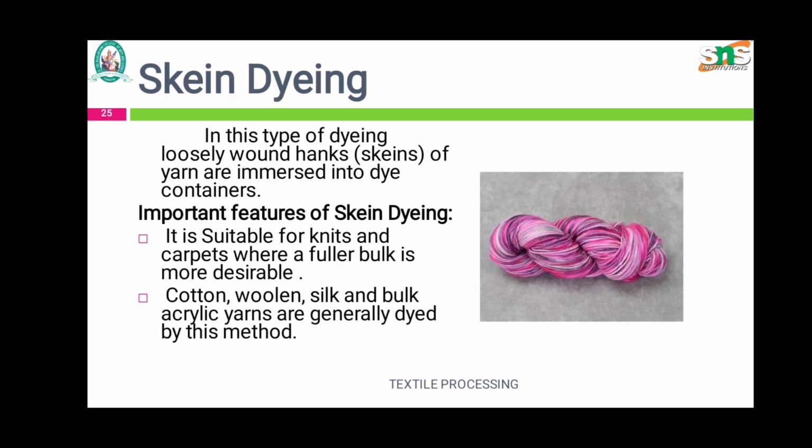Skein dyeing. In this type of dyeing, loosely wound hanks or skeins of yarn are immersed into a dye container. Important features of skein dyeing: it is suitable for knits and carpets, where fuller bulk is more desirable. Cotton, woolen, silk and bulk acrylic yarns are generally dyed by this method.